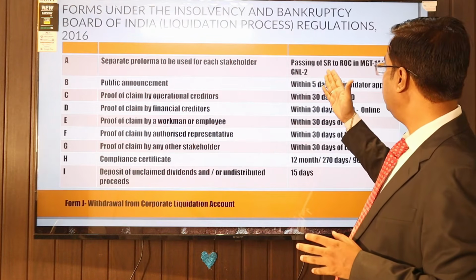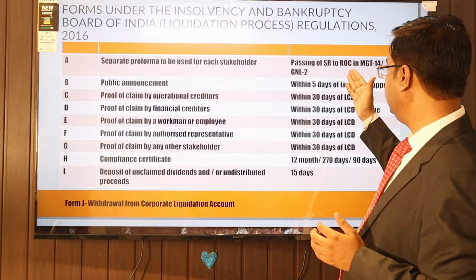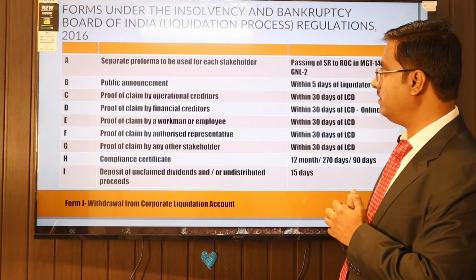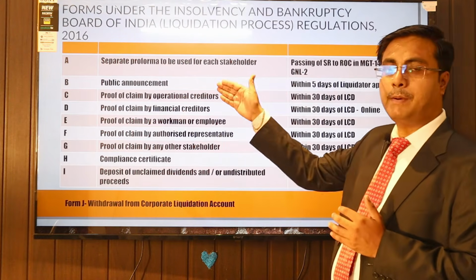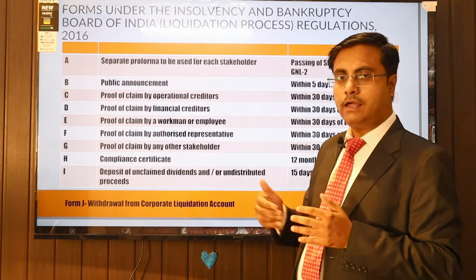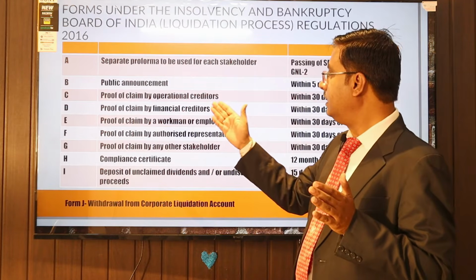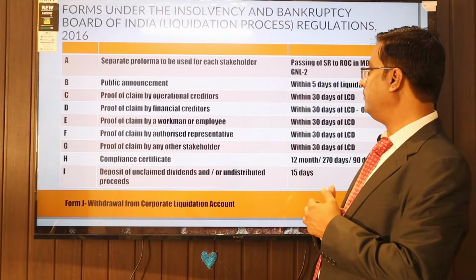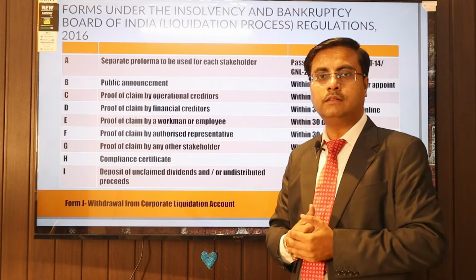So here I mentioned the forms. For Form A, generally we need to pass an SR, a special resolution. That special resolution is filed with the ROC in form MGT 14, and GNL 2 is also there. Once the liquidator is appointed, within 5 days of appointment, they will give a public announcement. In the public announcement they will ask for a 30-day time period to submit claims. Operational creditors give their claim in hard copy or through any mode. However, financial creditors, within 30 days of the liquidation commencement date, will file their claim online only.